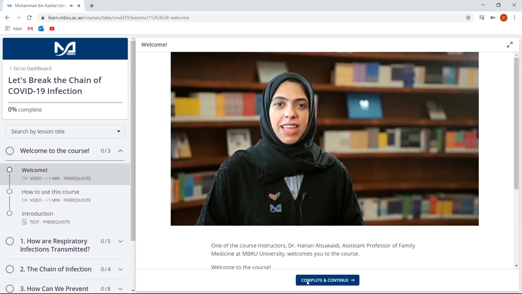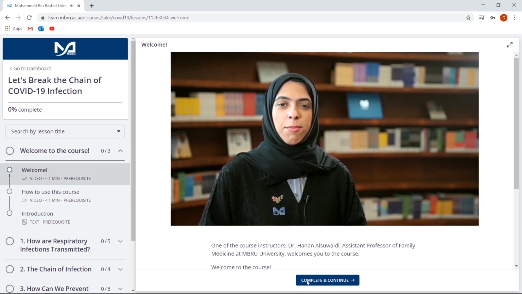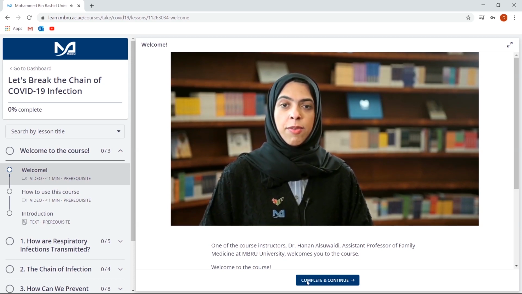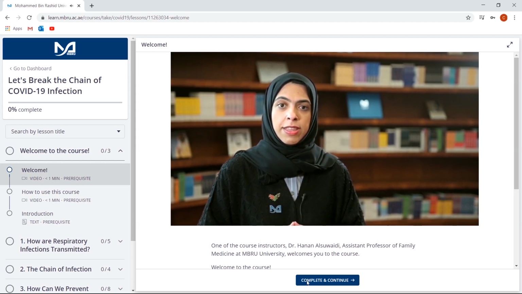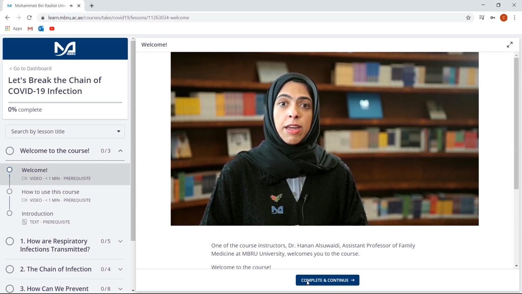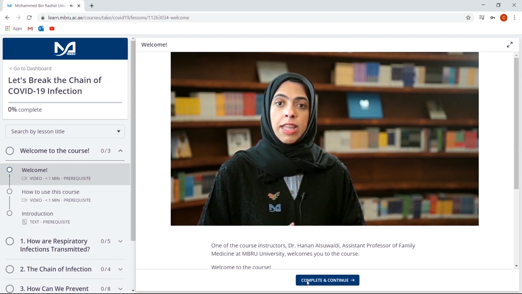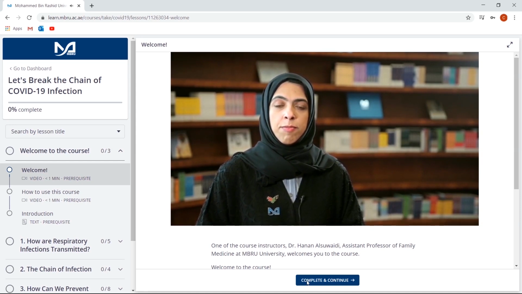Welcome to the course. MBRU's Community Immunity Ambassador Program aims to identify and empower representatives from the community like yourself to prevent and control the spread of COVID-19. In this course, you will learn about the ways that respiratory infections are transmitted, the elements of the chain of infection, and effective prevention strategies.